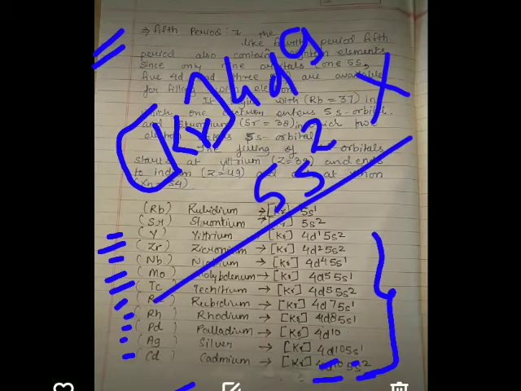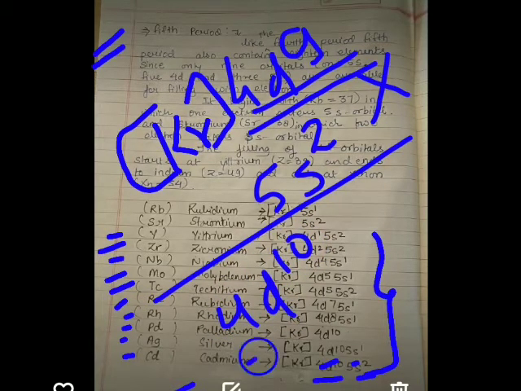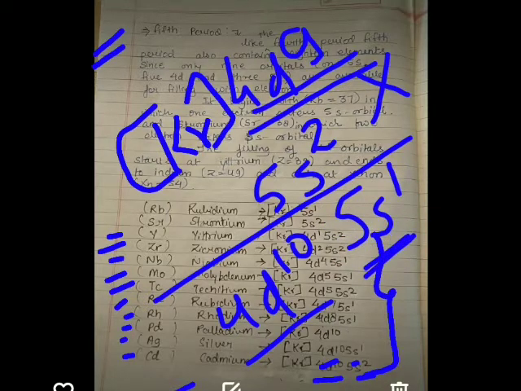but this pattern is wrong, because in case of 4d9 the orbital is not completely filled, there is an unfilled orbital. Okay, and this is unstable, so we can make it 4d10, which is completely filled and more stable, and we will keep the 5s orbital with only one electron.